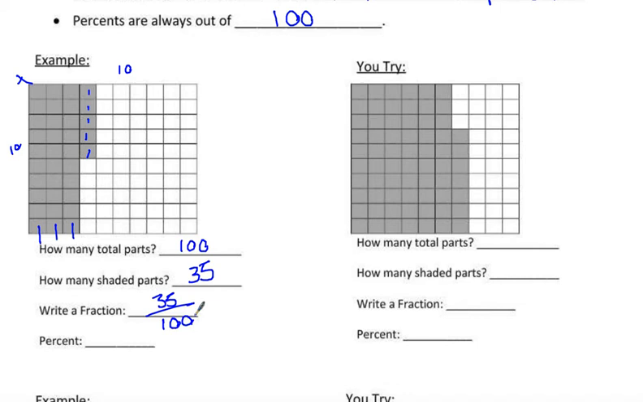And remember, we said percents are always out of 100. So automatically, I know this is going to be 35%. I don't even have to do any math. I can just look at the fraction. It says it's out of 100. That means it must be a percentage. So you go ahead and try the next one.